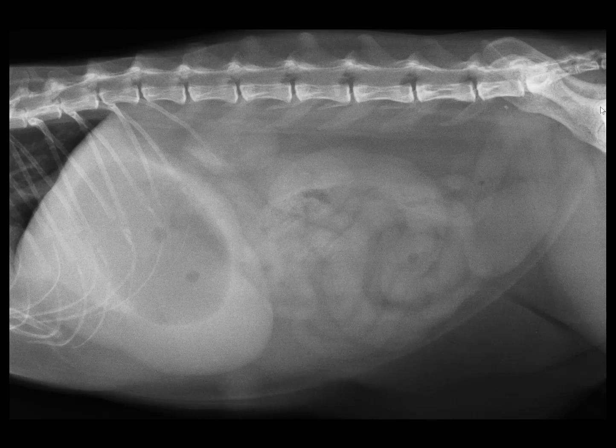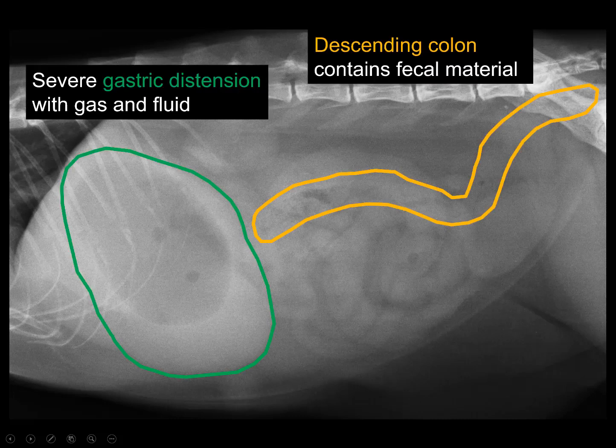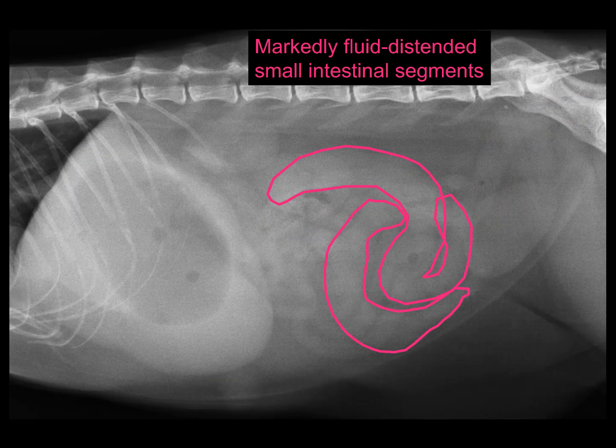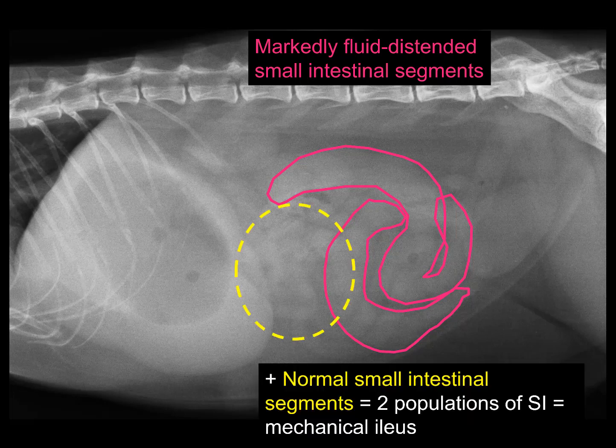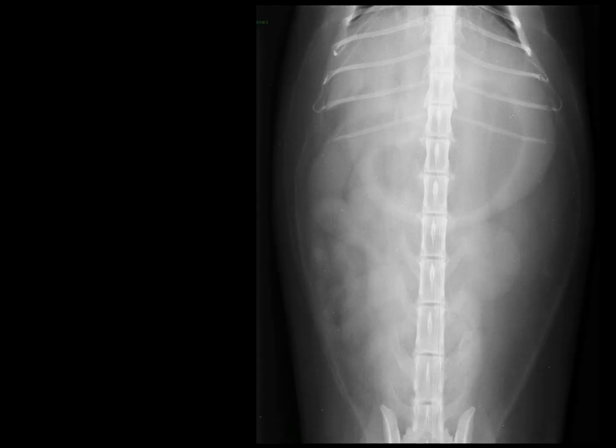In this cat, I see that the stomach is markedly distended with both gas and fluid, and I can see that there is some fecal material in the colon, so I've accounted for a good bit of large intestine, and so most of the other intestinal segments that I see are going to be small intestine, and I see that there are a number of them that are bigger than I would like to see. They're all fluid filled. There's really no gas here, at least not any appreciable amount, just a couple of bubbles in the midst, but mostly fluid filled, and these are too big, and they are bigger than some of these smaller ones. So again, we've got two populations of small intestine and a mechanical ileus.